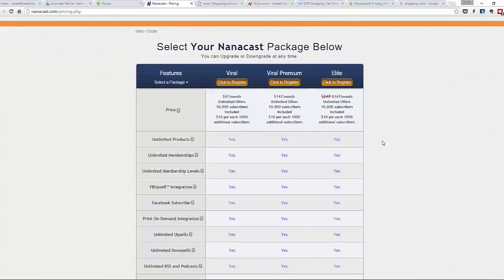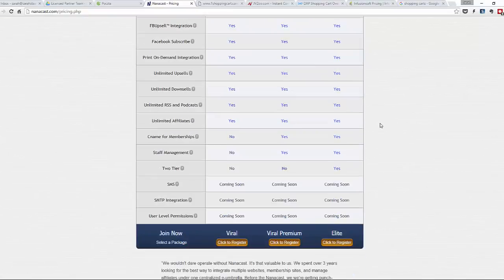If you want to be able to use your own domain name for your members area and your order pages, you're going to need to use the Viral Premium. So that's Nanocast. It has its pros and cons. I think it's a little bit expensive for what it is.